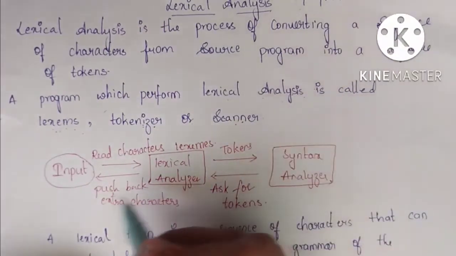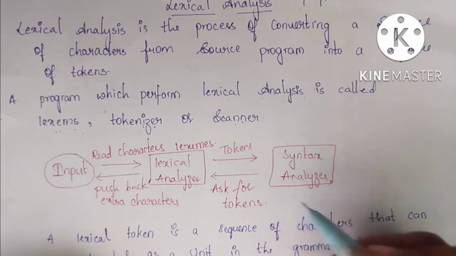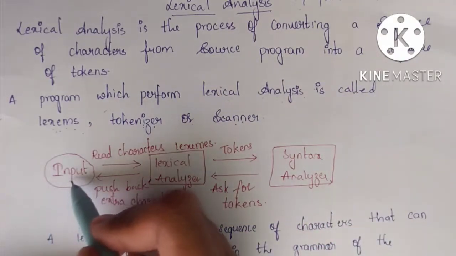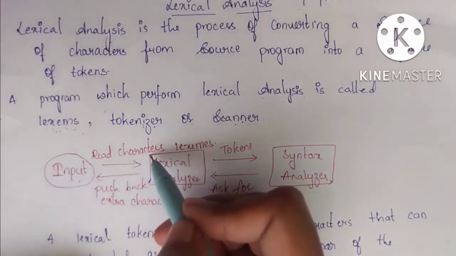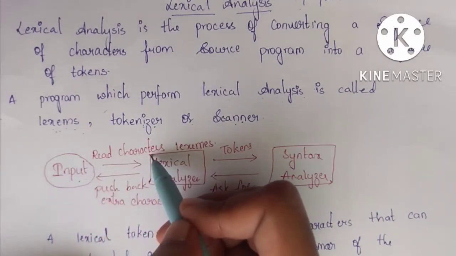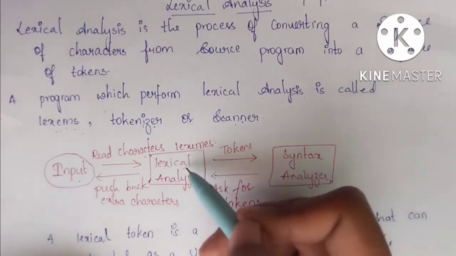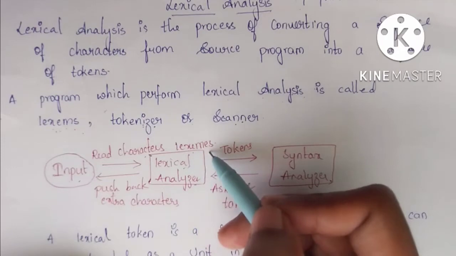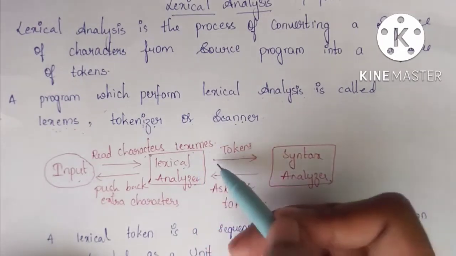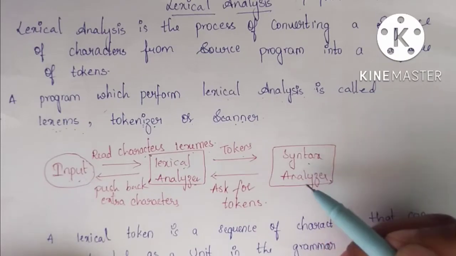Next we are seeing the diagrammatic representation of the lexical analyzer phase. First we take the input as a source program. Then we read each and every character in the source program. After reading the characters, we give them to the lexical analyzer. What will the lexical analyzer do? It will generate the lexemes, and those lexemes in the form of tokens are given to the second phase of compilation, that is the syntax analyzer.